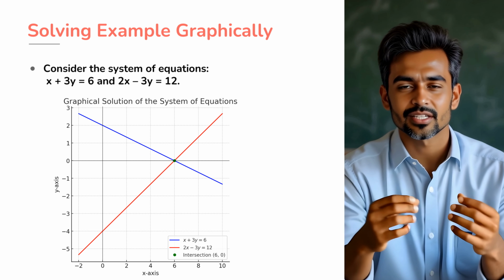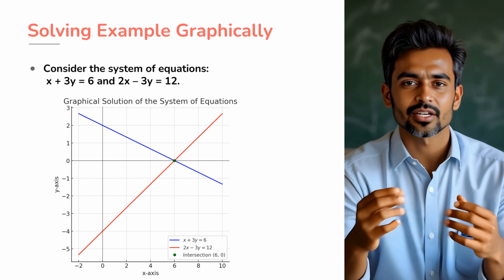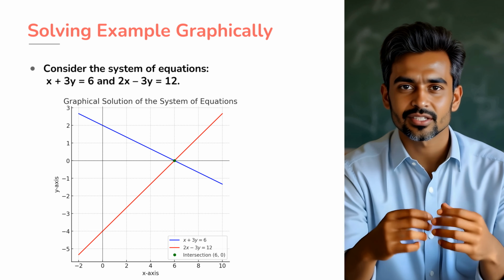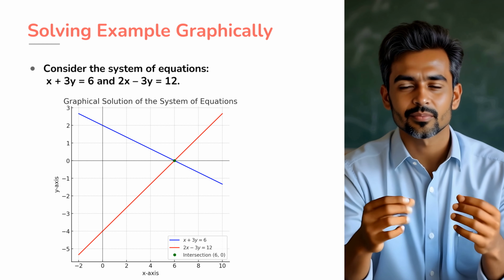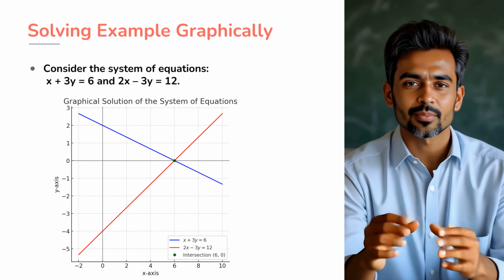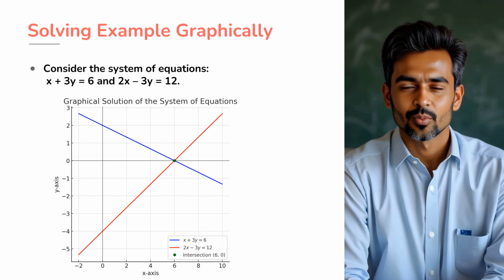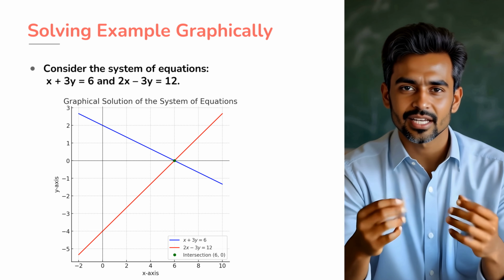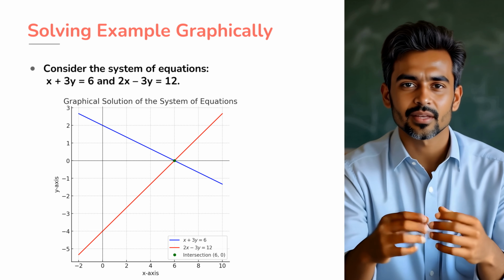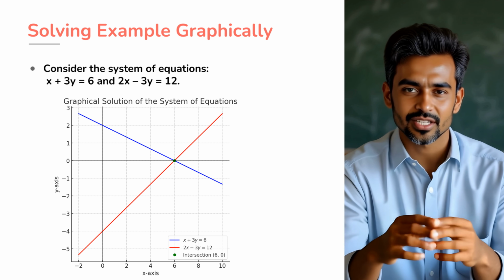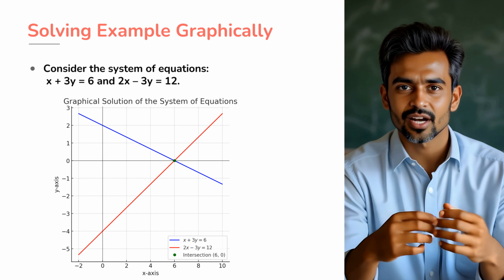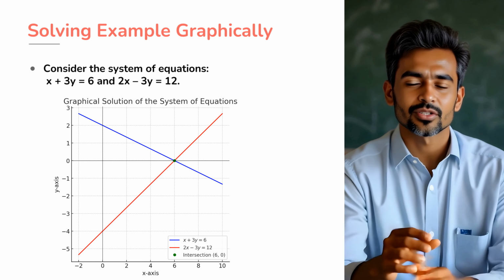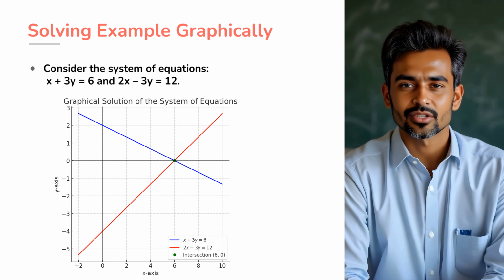Now, let's solve an example graphically. Consider the pair of equations x plus 3y equals 6 and 2x minus 3y equals 12. We plot both equations on the coordinate plane and find that the lines intersect at the point (6, 0). This means x equals 6 and y equals 0 is the solution to the system, and the equations are consistent with a unique solution. When solving graphically, it's helpful to calculate two solutions for each equation and plot the points on a graph to find the point of intersection.